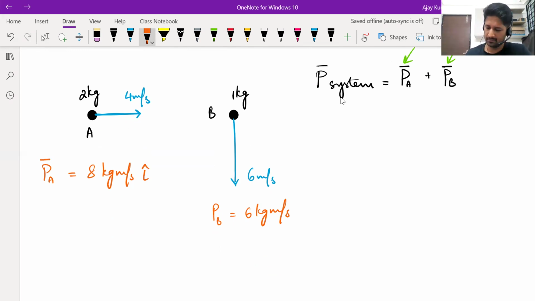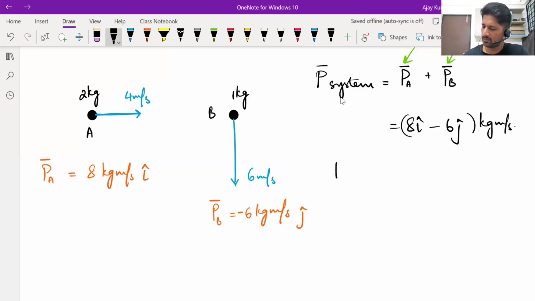And B's momentum? Minus 6 J cap kg meter per second. Right, minus 6 J cap. So the net momentum of this system becomes 8 I cap minus 6 J cap kg meters per second. You can even find out its magnitude. Magnitude of the total momentum of the system.